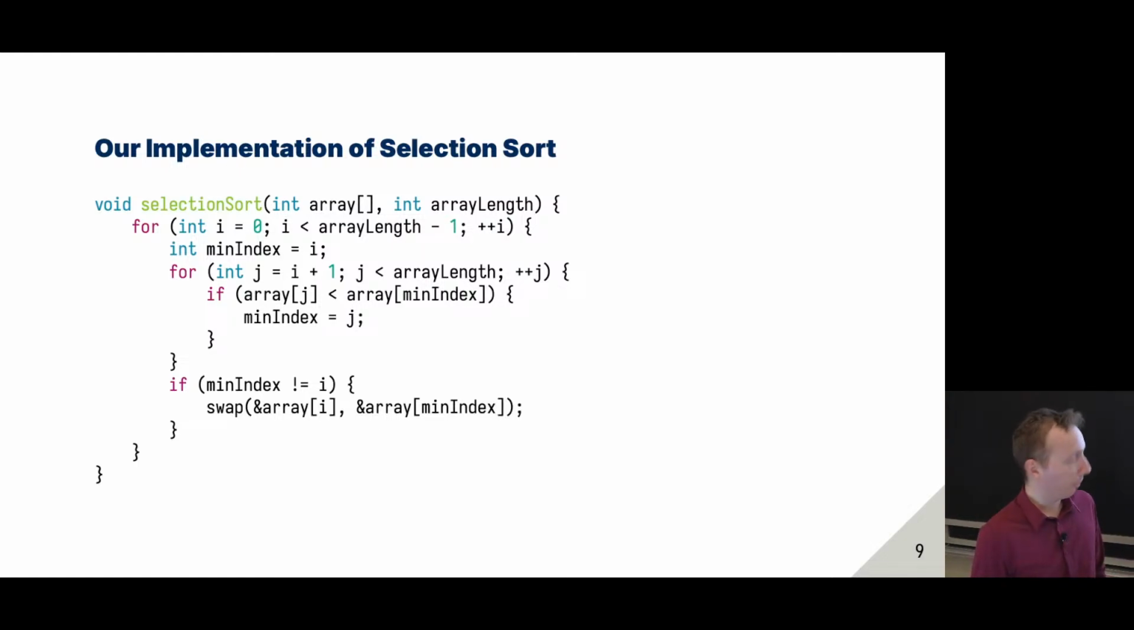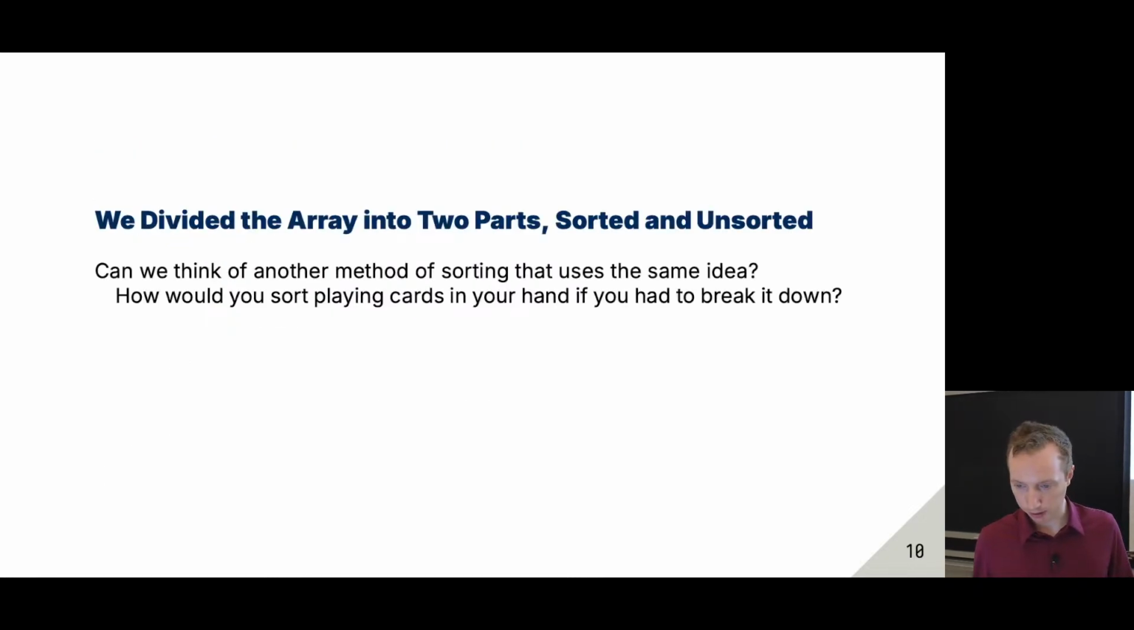Okay, so throughout all of that, we had an idea of a sorted part of the array and an unsorted part of the array. The first time through, we knew the smallest number was at the start, so we could ignore it from then on. Then the second lowest number was the second element, so we could ignore that too, and so on and so forth. So that brings us to our last idea.